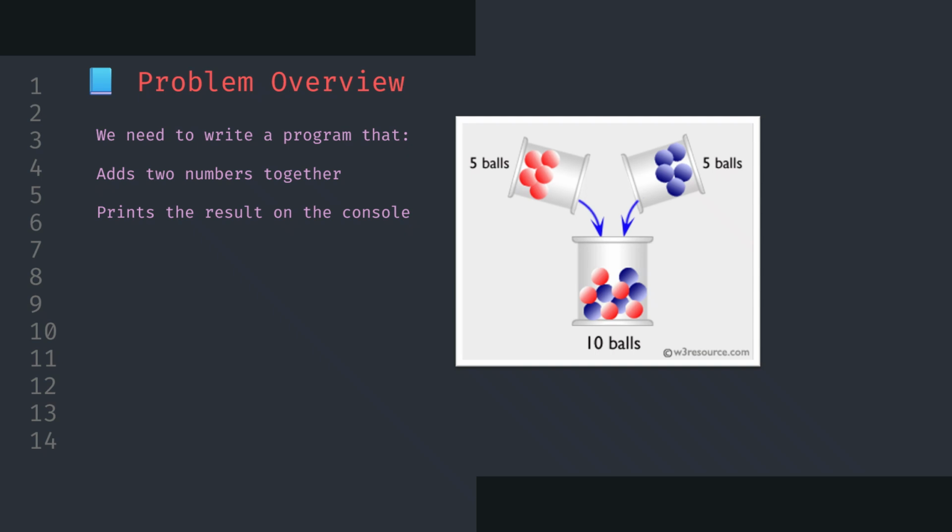Here's our task. We take two numbers, add them together, and show the results in the console. This introduces the concept of arithmetic operations in C#. Just like in math, we use the plus symbol for addition. The cool part, C# handles the calculation for us and prints the final answer.